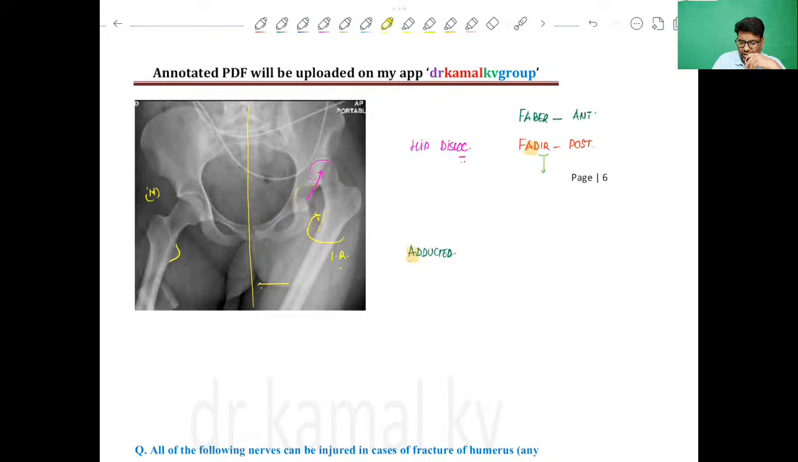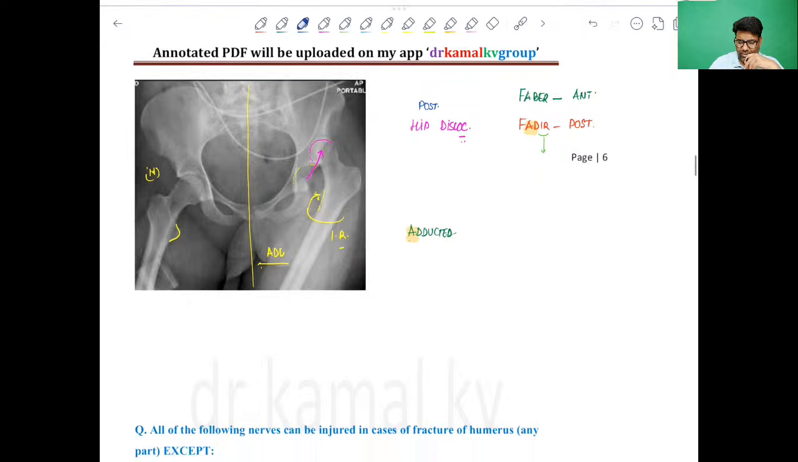Clear? So we can say that there is adduction, there is internal rotation, and obviously there will be flexion, so that comes out to be FADIR, and therefore this is a case of posterior hip dislocation. This is how we identify whether a given X-ray shows anterior or posterior hip dislocation. Similarly, simply see whether the limb is adducted or abducted, and if you can mark it out, you can get your answer, right?